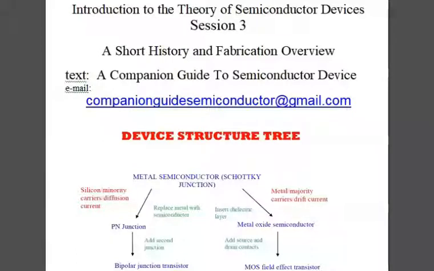Hello and welcome to session number 3. This is going to be a fun session with essentially no mathematics. Yay for that. And we're going to look at a short history. We'll have a fabrication overview. We'll have some video clips.